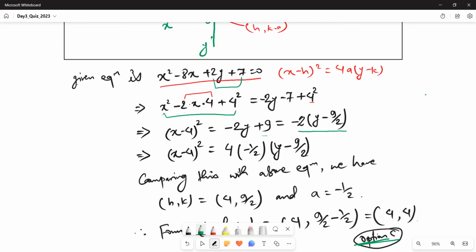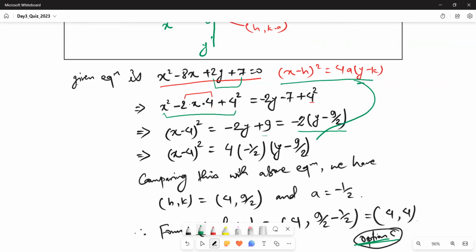Why did we do this? Why did you take minus 2 common? Because we wanted to make y just independent. There should not be any coefficient in y, so that it looks independent, right? Now (x minus 4) whole square is equal to, we have to make it in this format.